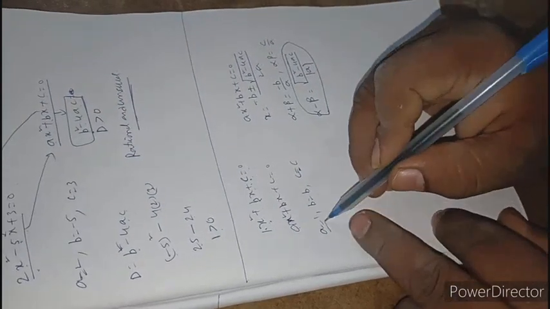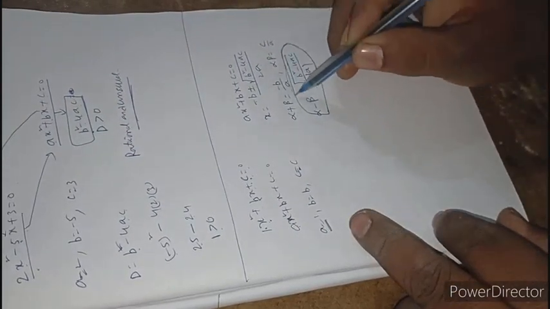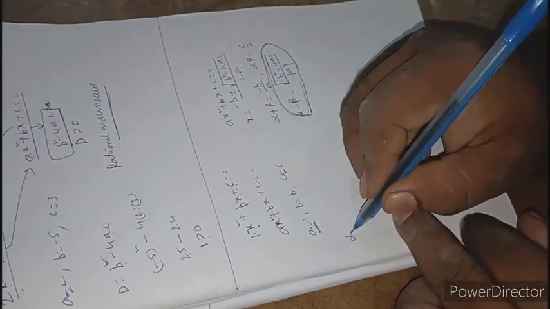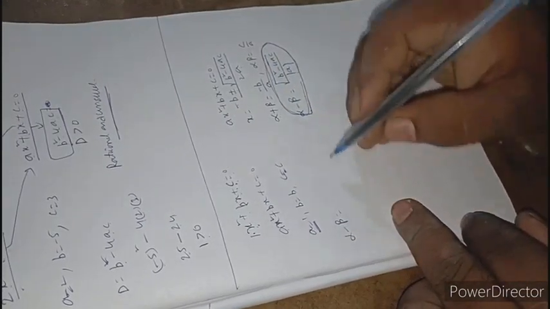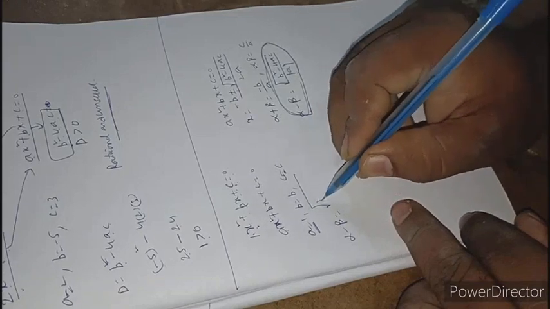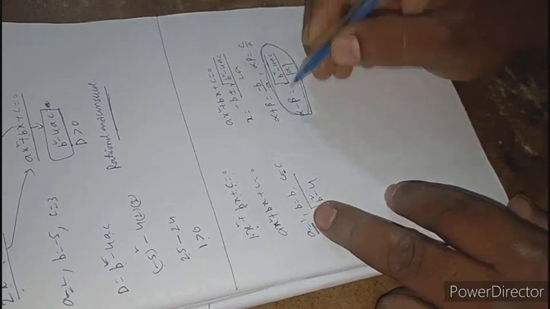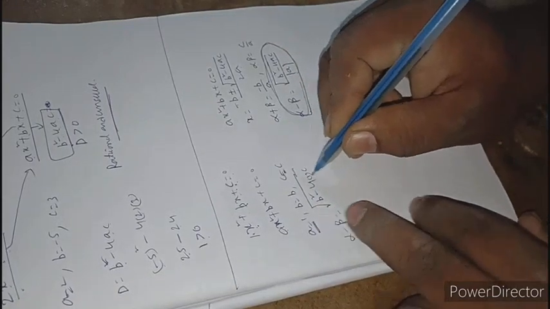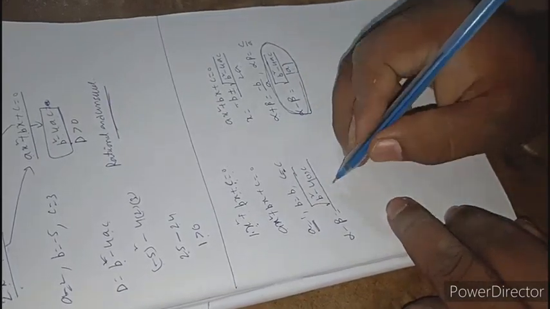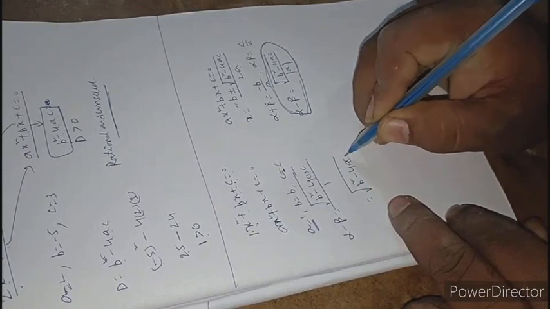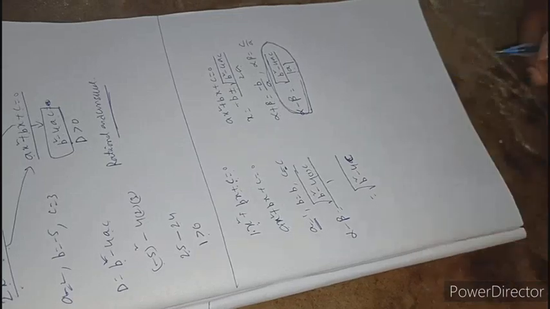Substitute a equal to 1 in this. They are asking the difference, right? Therefore difference of the roots alpha minus beta equals to square root of b square minus 4 into, in the place of a we have to write 1, into c divided by a means 1. Therefore square root of b square minus 4c. Square root of b square minus 4c is the answer.